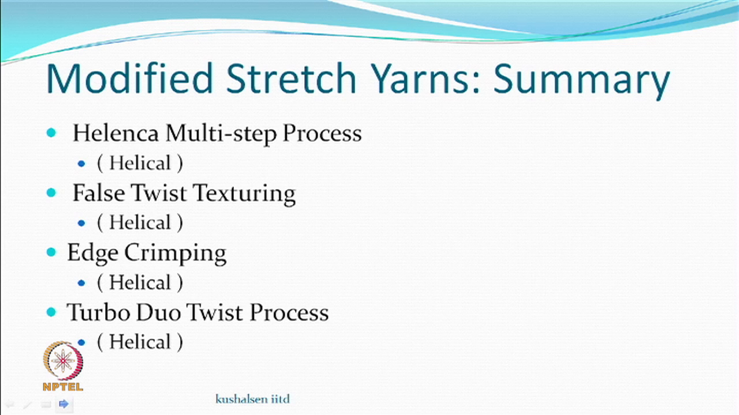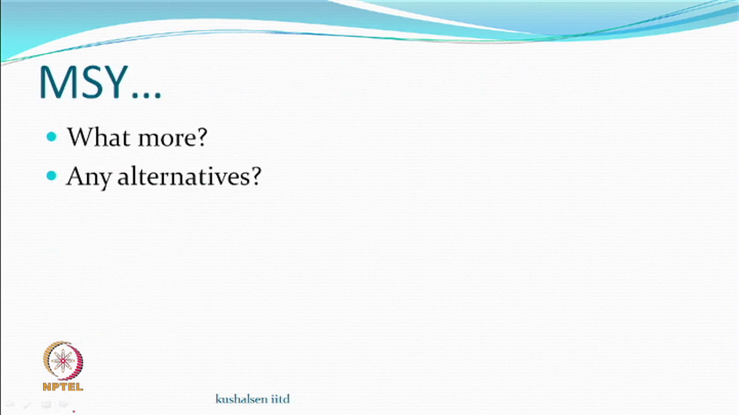How much they will stretch depends on what you have done to them. So, it is not that just because there is a helical structure, therefore, it will give you the maximum stretch. No, you can reduce that also. So, the processes therefore will be modified accordingly. Where do we go further? MSY, that means modified stretch yarn. Can we use any other technique to get to the modified stretch yarn?